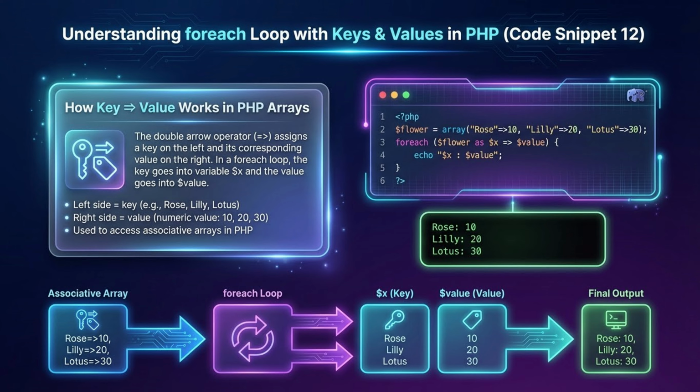Whether you are managing product names with prices, usernames with IDs, or any form of labeled data, the for each loop provides a clean, readable, and highly efficient way to access both the identifier and its associated value at the same time. Overall, this approach makes associative arrays easy to process, reduces errors, and improves code clarity, especially for beginners learning how PHP stores and retrieves paired information.